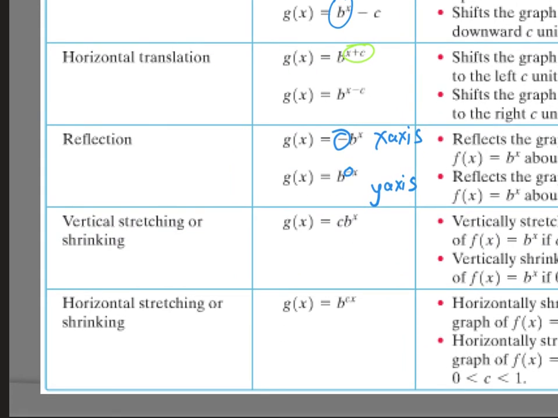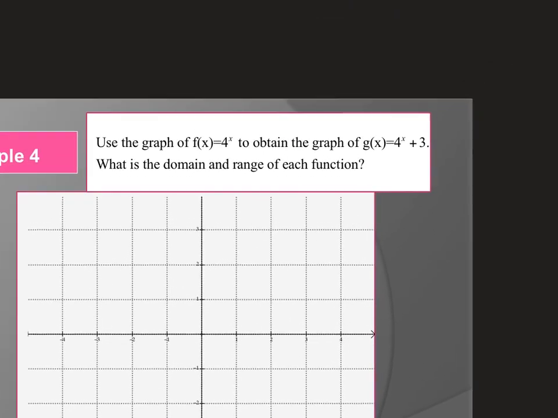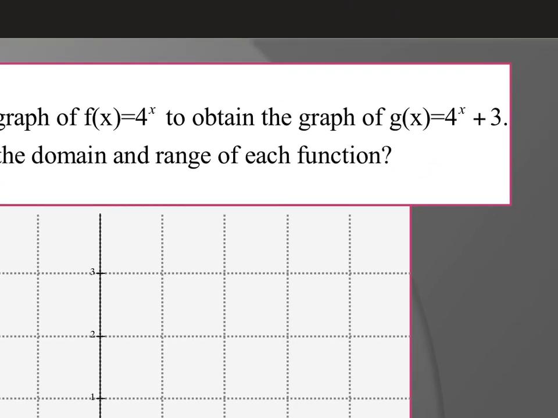Same thing with our vertical and horizontal stretches and shrinks. If I have a number in front that's greater than 1, it's a vertical stretch. If it's less than 1, it's a vertical shrink. If I have my stretch or shrink in with the x, that's going to be my horizontal. It always has something to do with the horizontal axis. So after today, you should be able to look at this without even graphing, and tell me what the domain and range is of each function and where it moves.